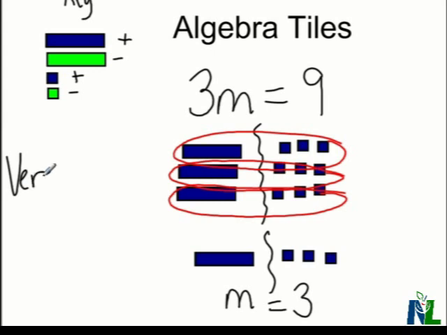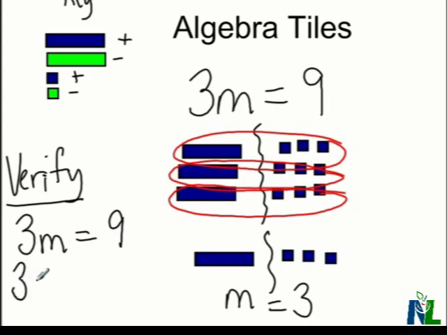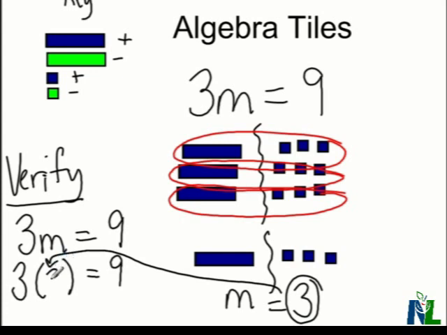Now we're going to verify, just like we did for the pan balance. We're going to verify and make sure we have the answer correct. 3m means 3 times m. We'll put a bracket here, and we want to check and see if that's going to equal 9. So we're going to substitute in our answer of 3 into the bracket. So we're going to do 3 times 3, which is 9. Does it equal 9? It does. So that means we got it right.